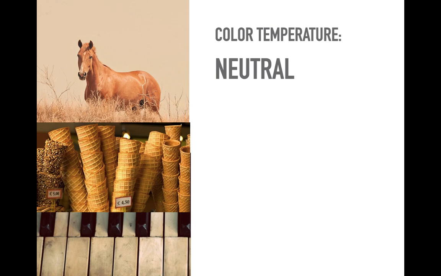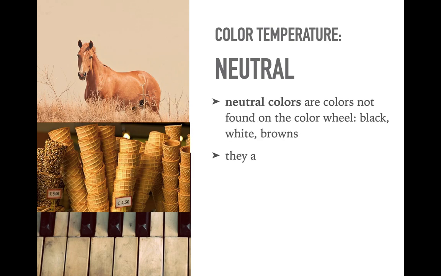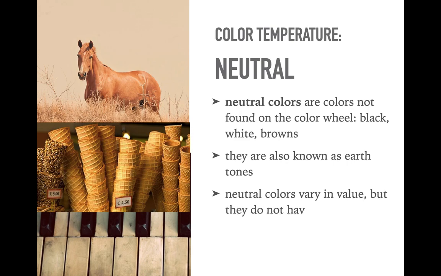Colors that are not on the color wheel, those are neutral colors. So brown, and then if you will stay with me, I call black, white, and gray also neutral colors for the sake of this class. They're also known as earth tones. And neutral colors vary in value. So that horse is brown, and where the light's hitting that horse, it's light brown, and where there are shadows, it's dark brown. But they don't have saturation.